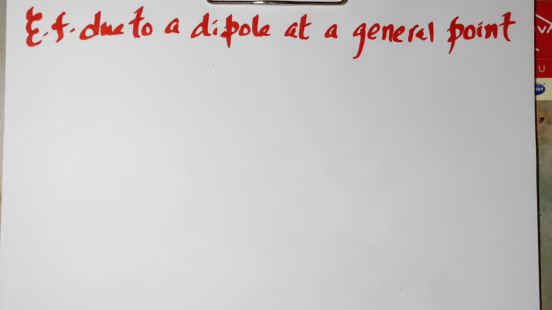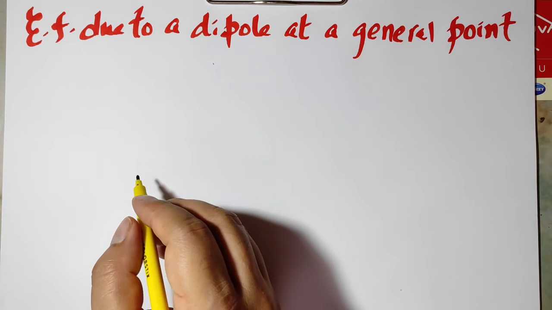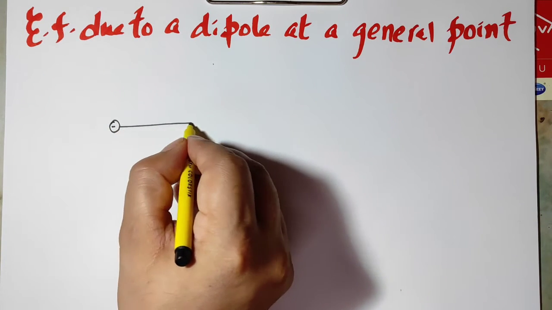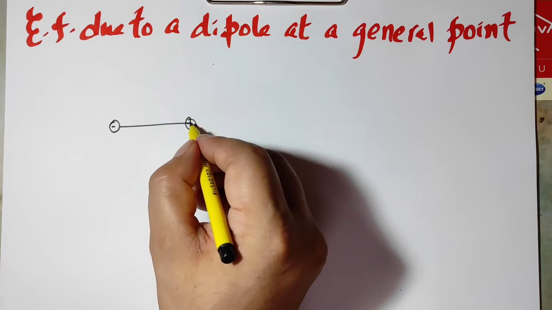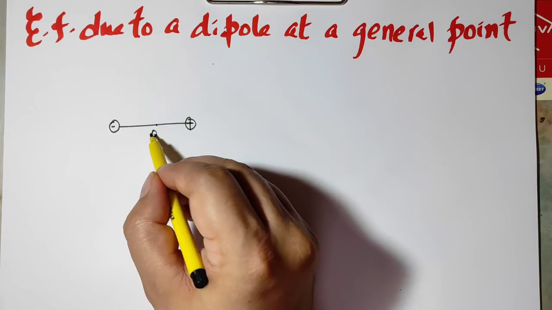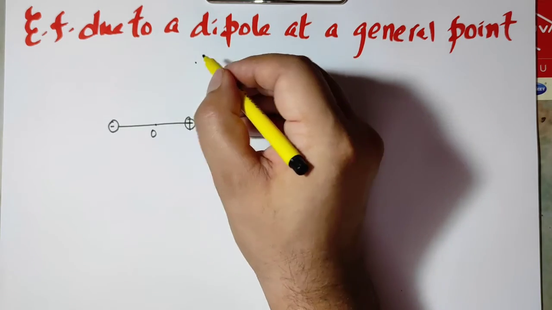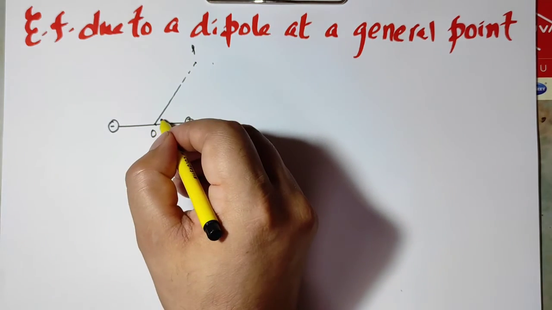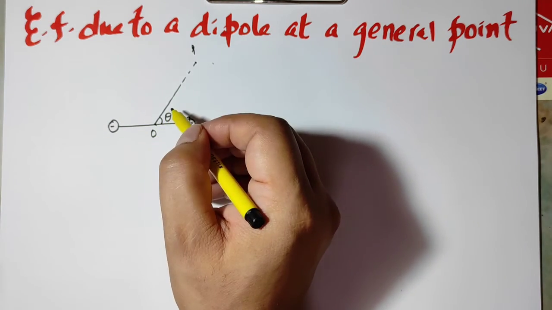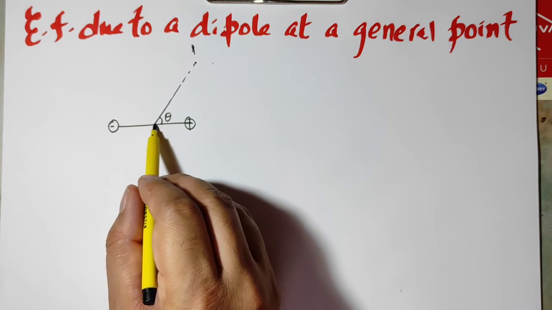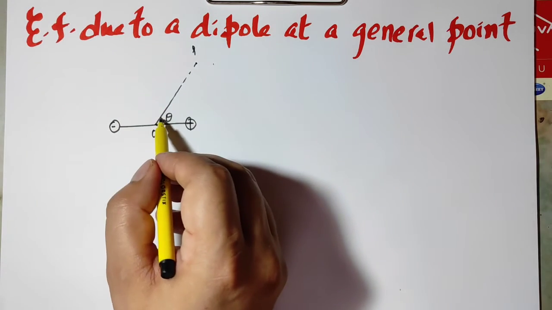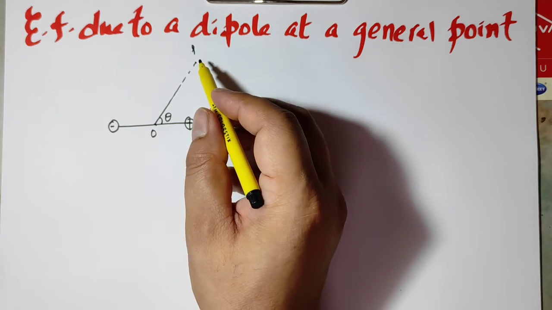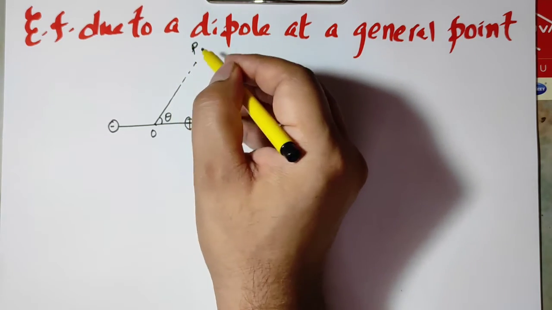Now, electric field at a general point due to a dipole. So what is a general point? See, this is a dipole, and due to this dipole, this is the midpoint. Due to this dipole at a point P, this is the point P, we have to find the electric field. In the first part we had this angle 0, in the second part we had this angle 90 degrees, and now it is a general point, just angle theta. So there is a technique to find the electric field at this point P.